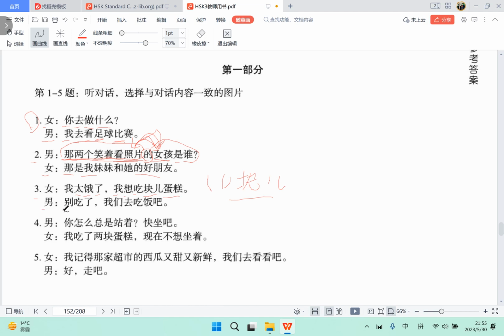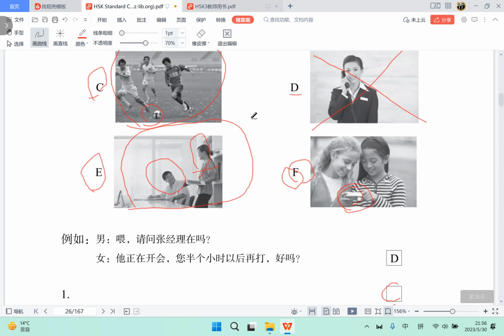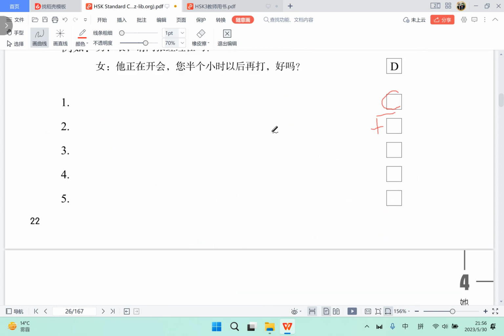So 我想吃块面包, I want to eat a piece of cake, right? And the reply is 别吃了, so don't eat, 别 means don't. 吃了 is a change of the situation, because she wants to eat but the man wants the woman to change her mind. 我们去吃饭吧, we are going to have the meal, 吧 is a suggestion. So the keyword here is 蛋糕, cake, so B. The third one, 第三题, we choose B.